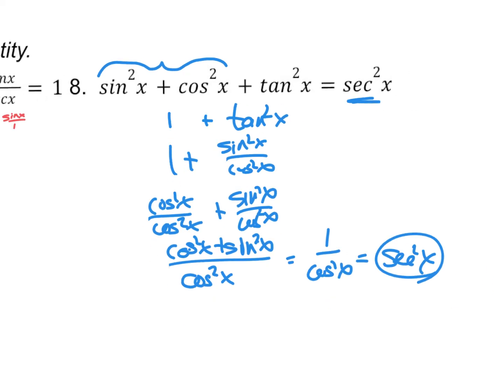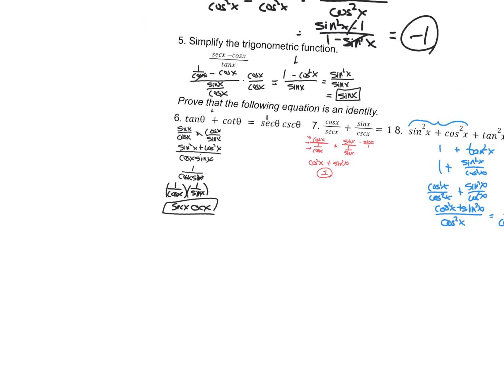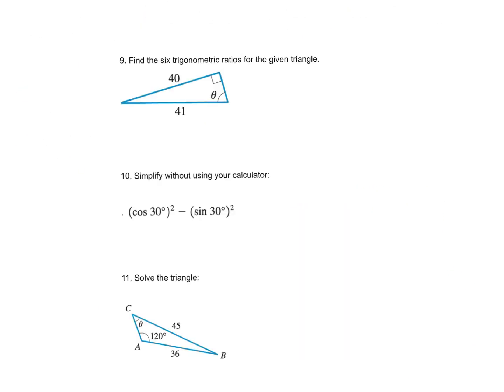Unbelievable. They always work. All right, turn the page. Number 9, find the 6 trig ratios. This one should be one of the easiest ones you have here because that's just SOHCAHTOA. But you do have to find the third side. You do the Pythagorean theorem, and you're going to find that side is 9. So it's a 9, 40, 41, the old famous 9, 40, 41.